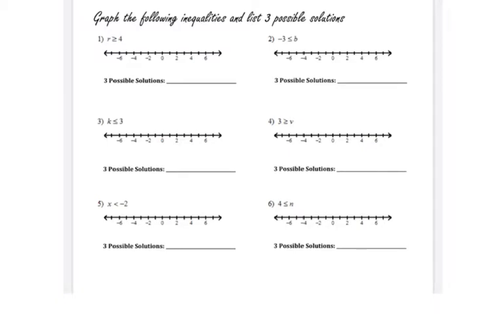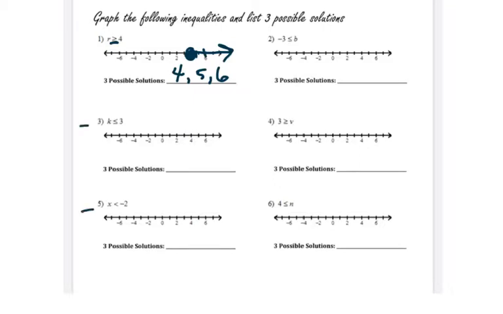I'll do the first one with you. Here's 4, I find it and I circle it. There's a line below, so I need to color it in. And then it's pointing to the right, so I'm going to shade to the right. 3 possible solutions: 4 was in that shaded area. 5 is in the shaded area. 6 is in the shaded area. Very easy. Possible solutions for R.